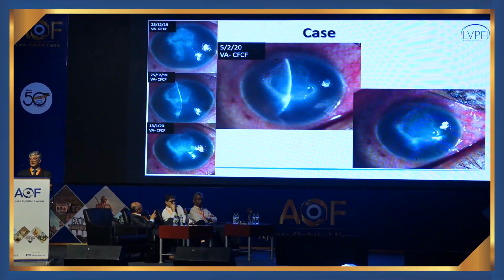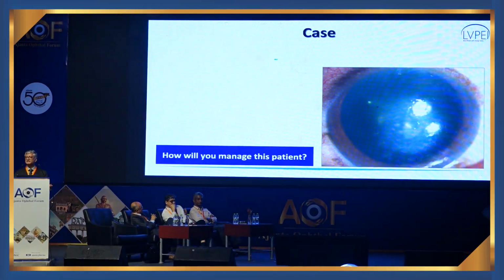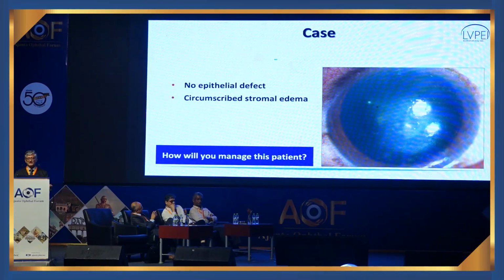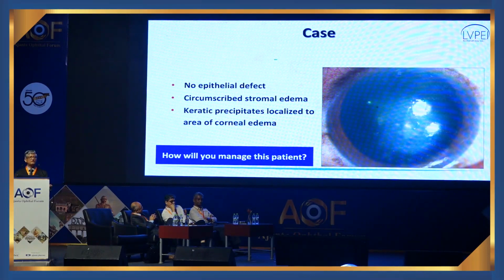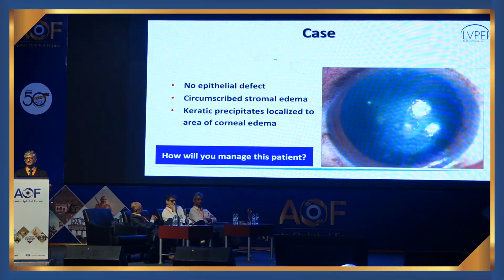After 2 weeks, the patient went back to West Bengal and on teleconsult informed us in 2 months that the patient had resolved keratitis. Let us look at this patient who presented to us again with a history of 4 weeks duration, had a localized circumscribed stromal edema with keratic precipitates, no epithelial defect. How will you manage this patient?